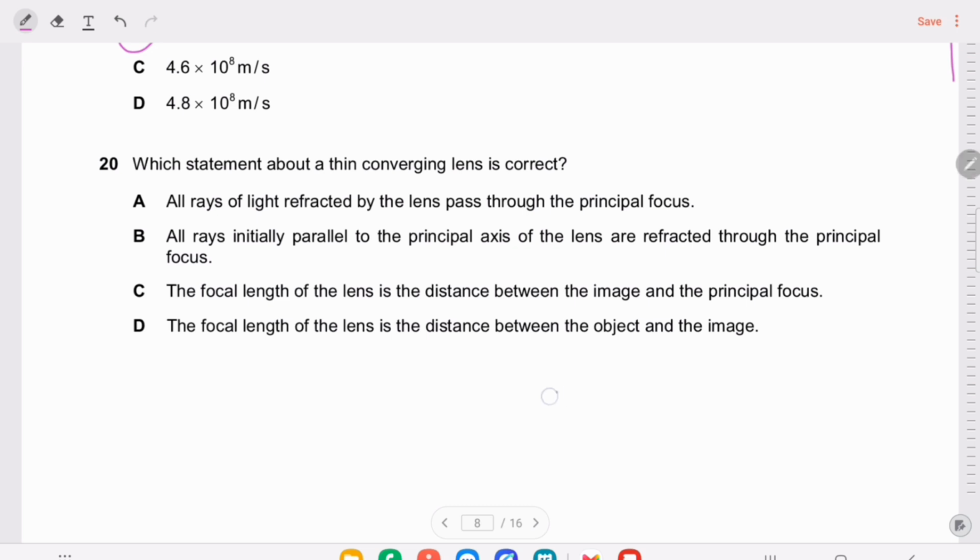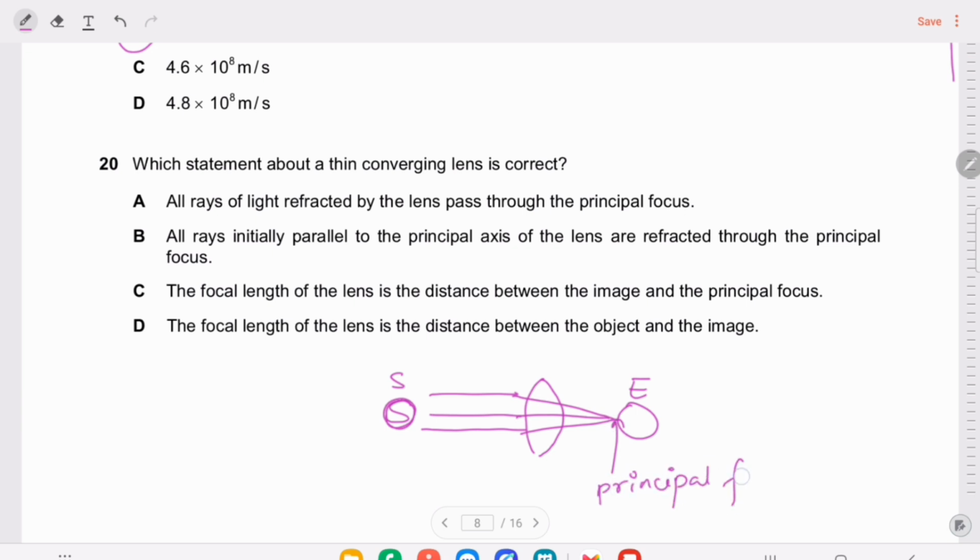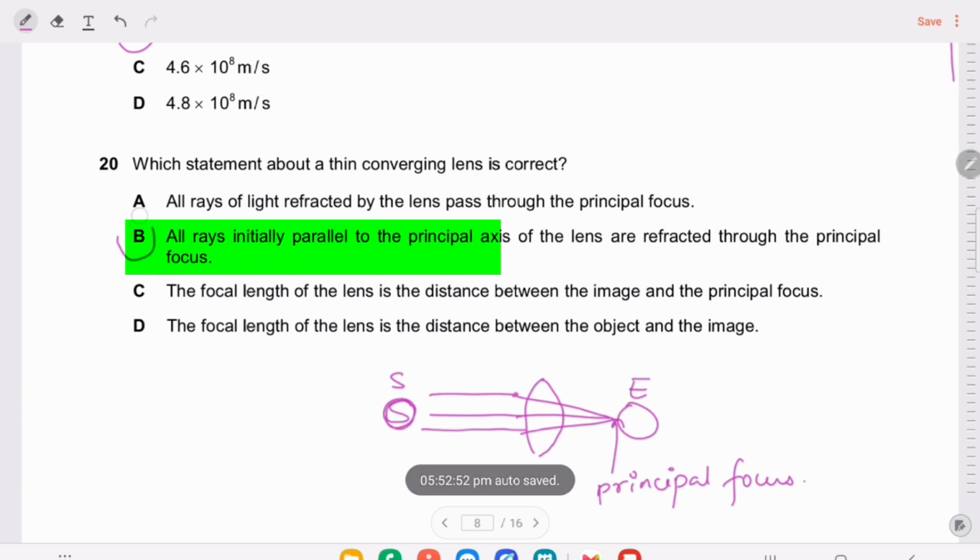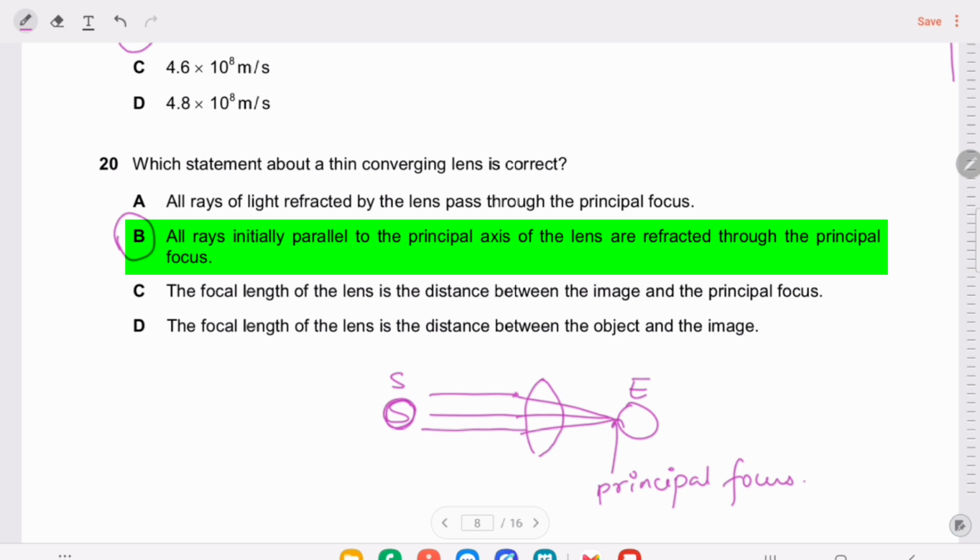So now imagine this is the earth and this is the sun. The rays from the sun are almost parallel, and when these rays pass through the magnifying glass, these rays meet at one point. This point is called the principal focus. Memorize these words: parallel, lens, focus. Okay, in that case, option B is the correct option, where all rays initially parallel to the principal axis of the lens are refracted to the principal focus.